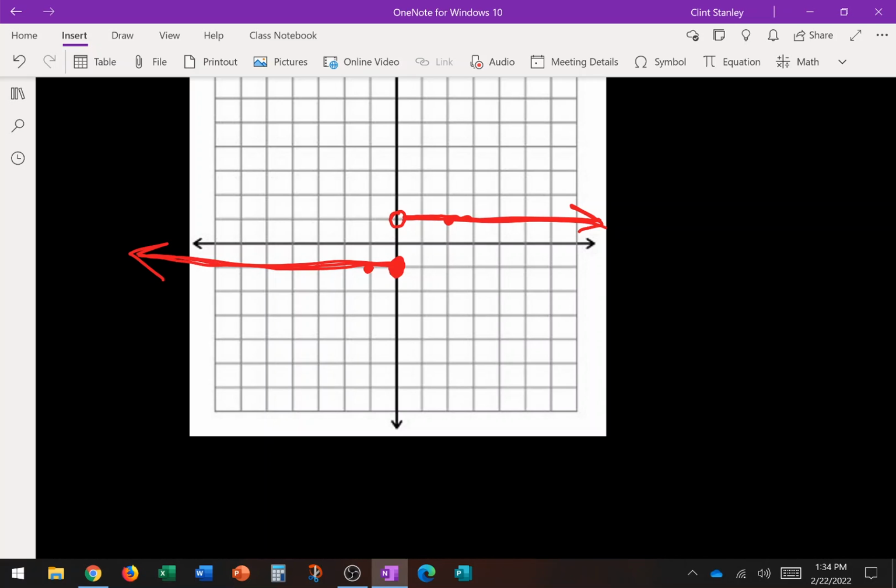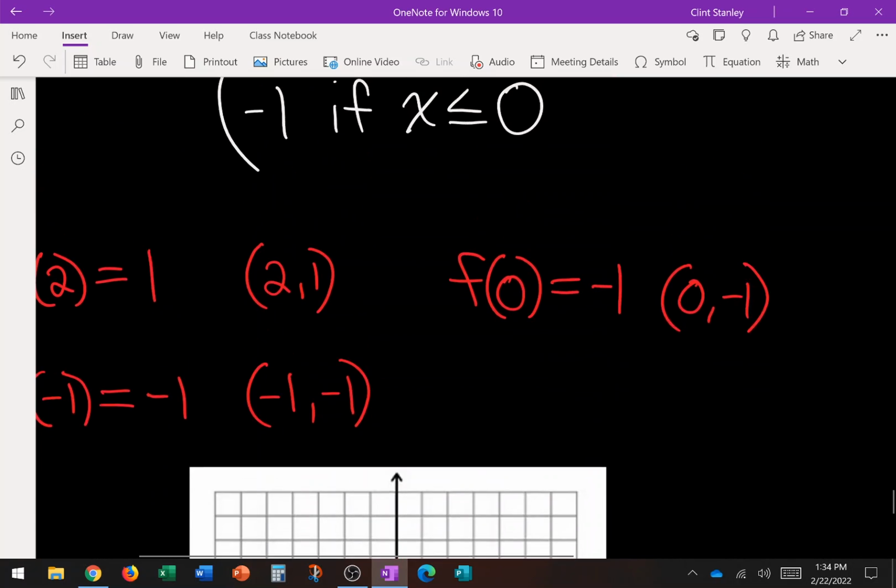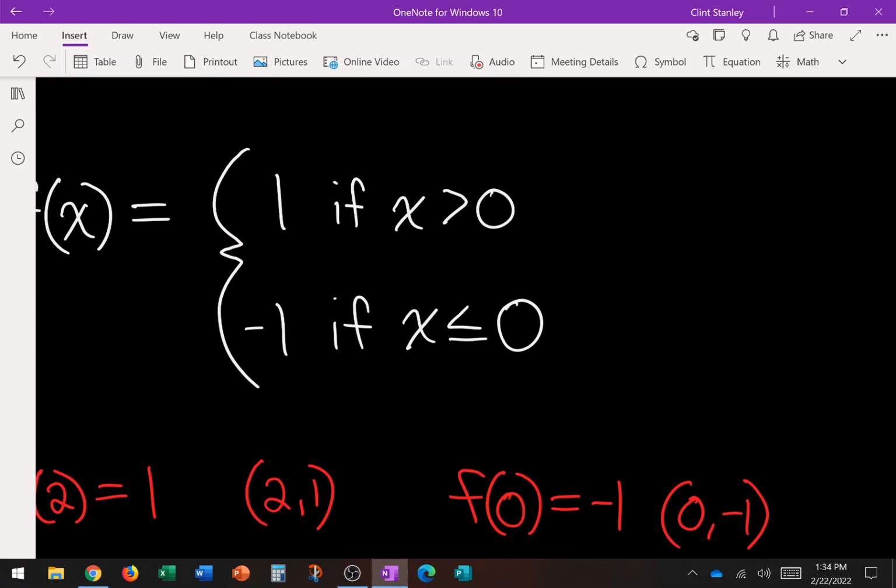So on each little branch, you can still plot points just like we did on the others. The only place you have to be really careful is where they overlap, like this one, they overlap at 0. You just have to look. The one with the equal bar is going to be where you have a closed circle, and the one without the equal bar, you'll have an open circle there.